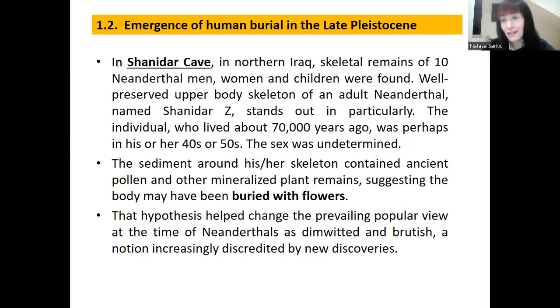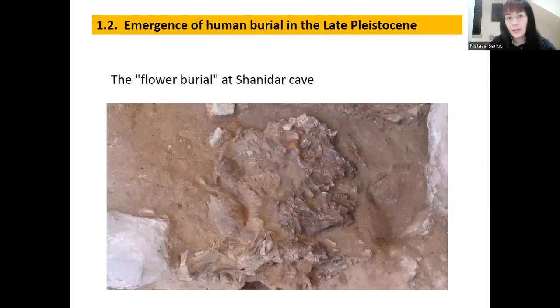Of course there was a lot of disagreement to that. There were people saying, oh come on, this pollen might be just modern contamination, maybe it was brought by rodents, and there were many critics of this flower burial.